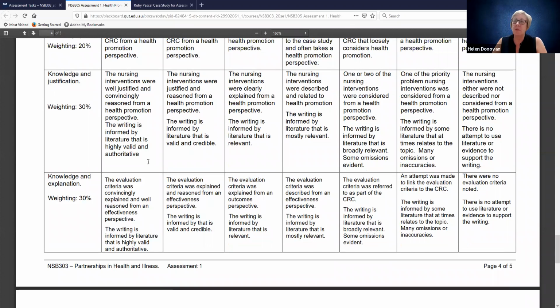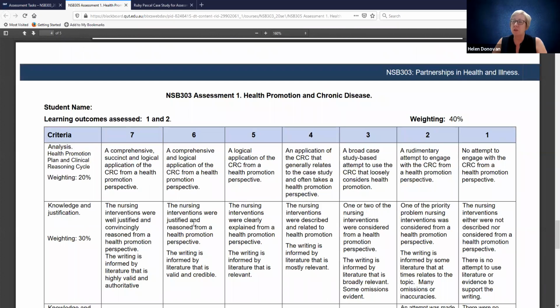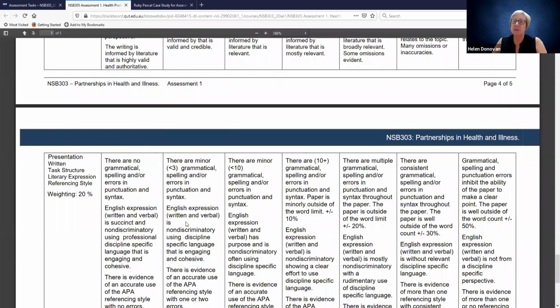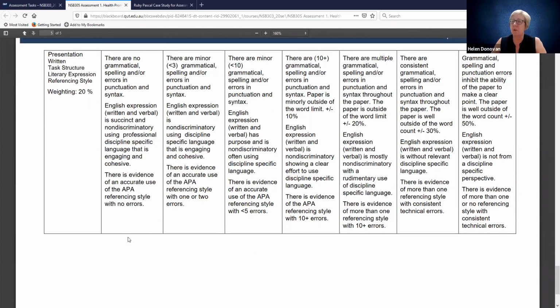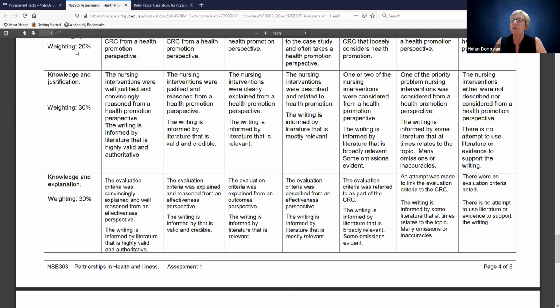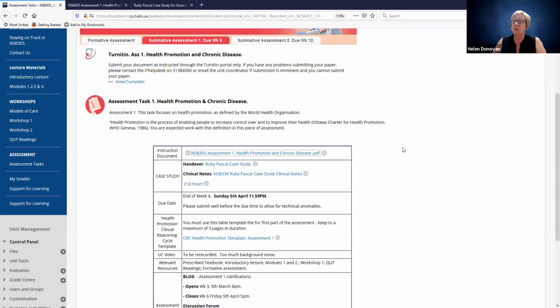So read it very, very carefully, this criteria, because it shows you where you're going to be graded. And here's the section here about writing. Now, as third years, you're expected to be able to write exceptionally well at this stage. No grammatical errors, no spelling errors, punctuation, tense should all be correct. Should be non-discriminatory language, and it should be discipline-specific language as well. And you should be able to use APA 7 referencing really well. So that's your assessment task for assessment 1.